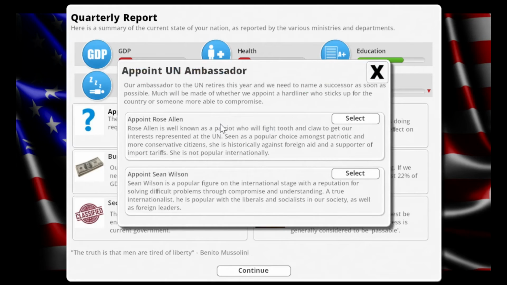Our ambassador to the UN retires this year, and we need to name a successor as soon as possible. Much will be made of whether we appoint a hardliner who sticks up for the country, or someone more able to compromise.